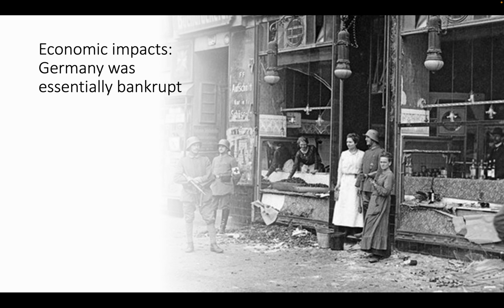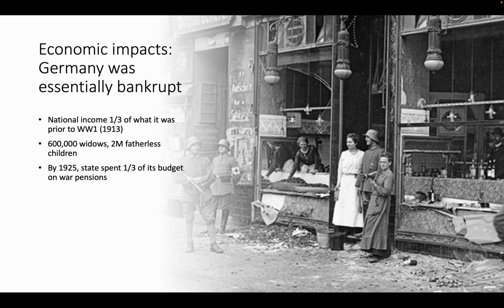So economic impacts. Basically, Germany was bankrupt. They spent all their money on the war and they were bankrupt. National income was a third of what it had been prior to World War I in 1913. There were 600,000 widows and 2 million fatherless children by 1925, and the state was also spending, by 1925, a third of its budget on war pensions. Imagine a third of your budget going to these people. By the way, a pension is the money paid by the government once you retire, but obviously these guys died, more or less.